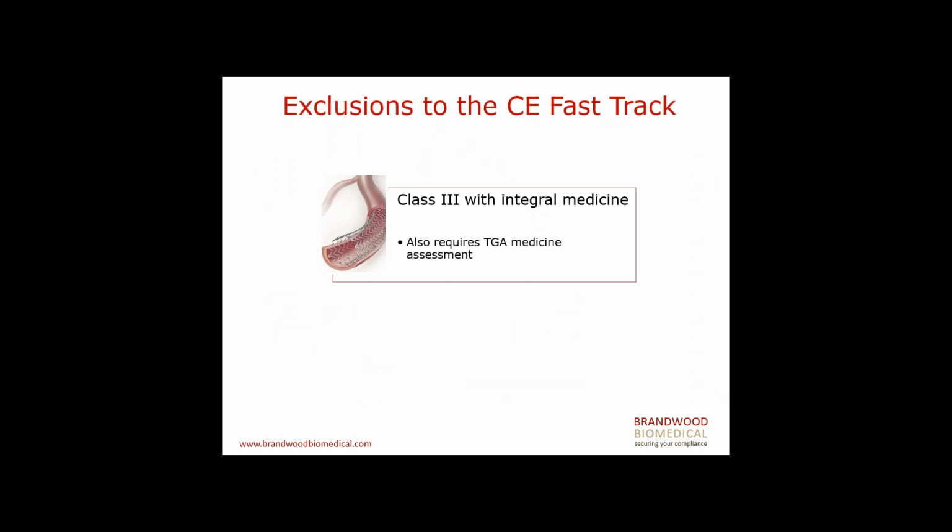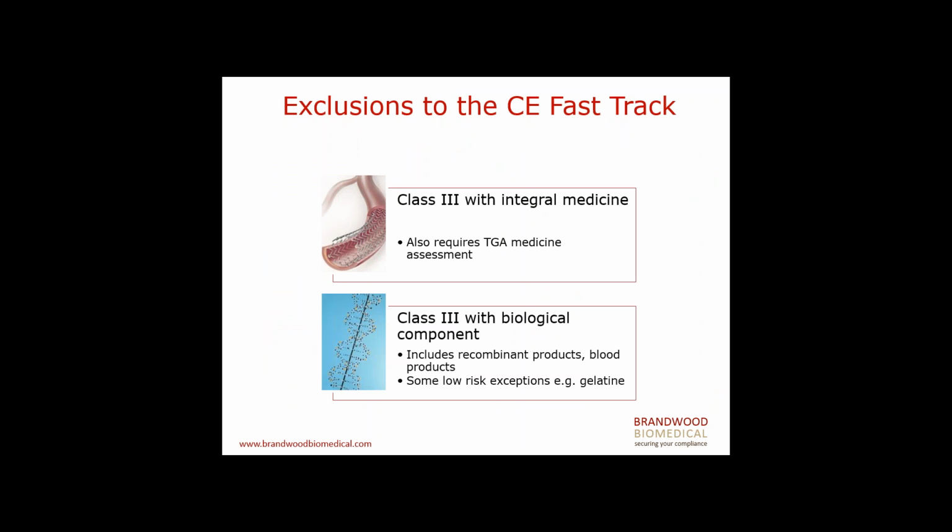So there are some exclusions to the CE Fast Track. There are specific classes of devices which cannot be supported by a CE certificate and must go through TGA assessment. These are Class 3 with an integral medicine, which also requires a TGA medicine assessment, and Class 3s with biological components, and these include recombinant products, blood products, and some low-risk exemptions such as gelatin.